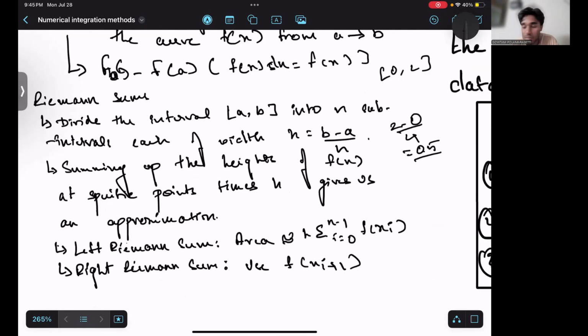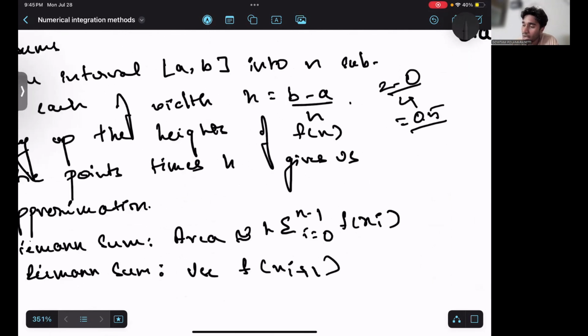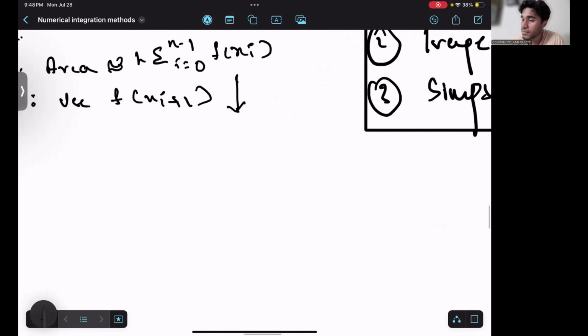So we can either compute the left Riemann sum, which is the area under the curve, is equal to h into the summation from i equals 0 to i equals n minus 1 of f of x of i. This is the left Riemann sum. So let us look at an example.